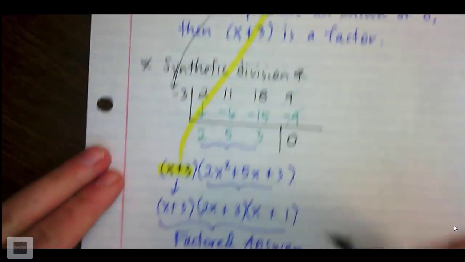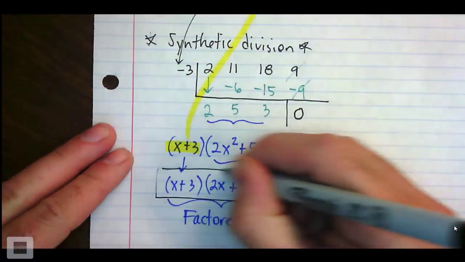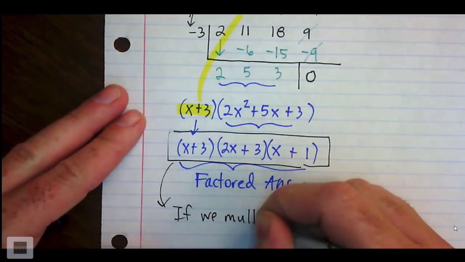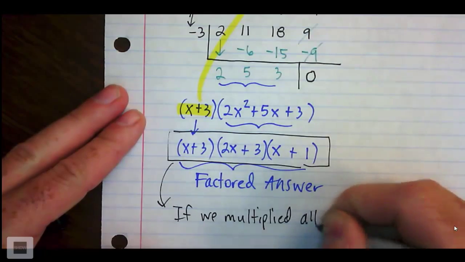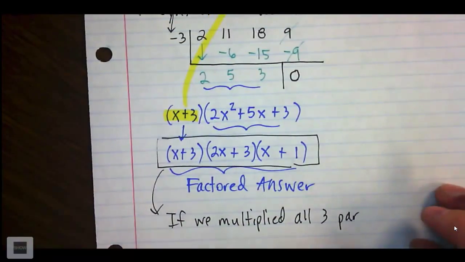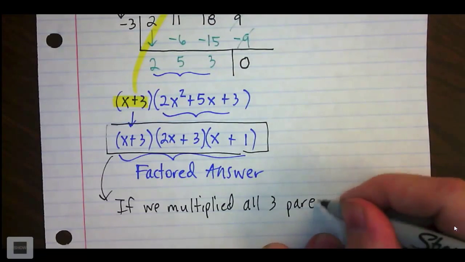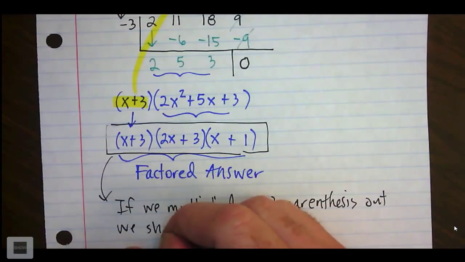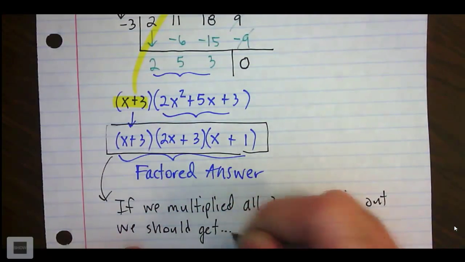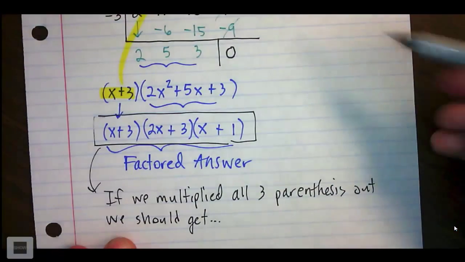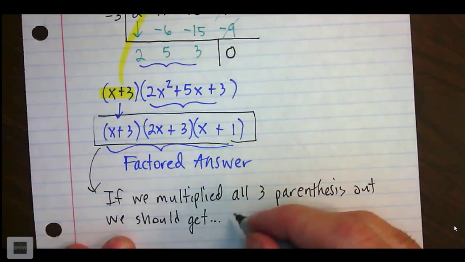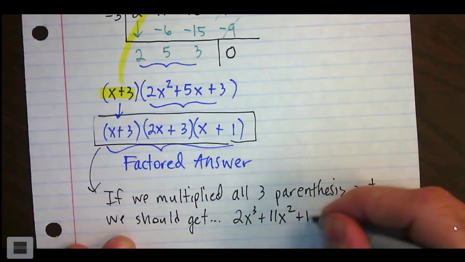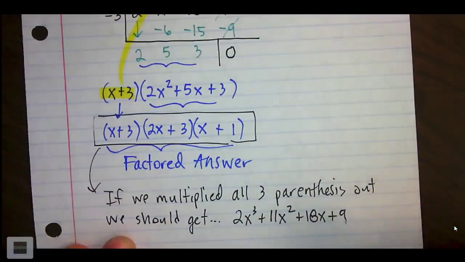So, to recap or summarize this little part, if we multiplied all 3 parentheses out, we should get the following. If we multiply all 3 of these parentheses out, we should get 2x to the third plus 11x squared plus 18x plus 9. It's supposed to be a 9.